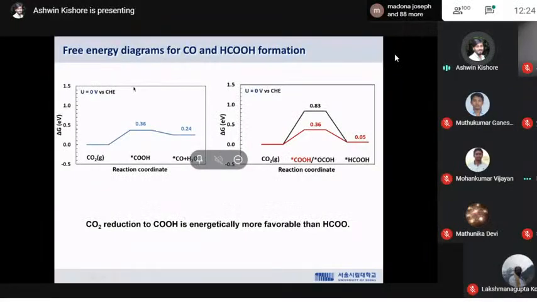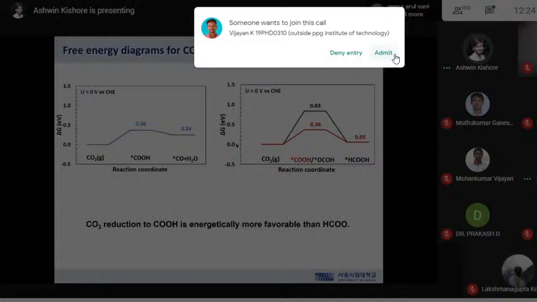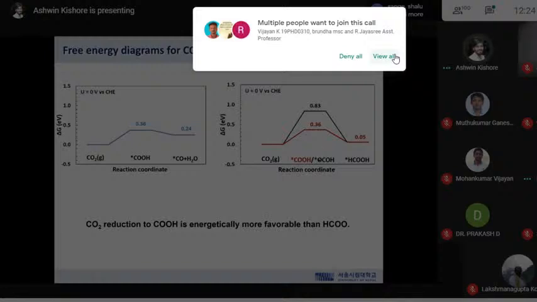Yeah, so this is the free energy diagram for CO and formic acid production. The formation of CO and HCOOH is a two proton-electron step. The first proton-electron step will form adsorbed CO2 into COOH or HCOO. From this free energy plot, we can see that it always prefers to form COOH rather than HCOO because of the Gibbs free energy.